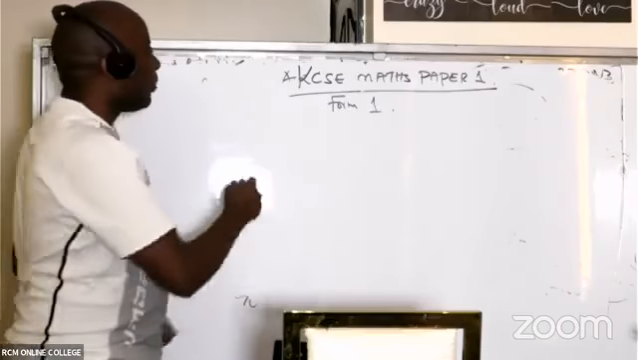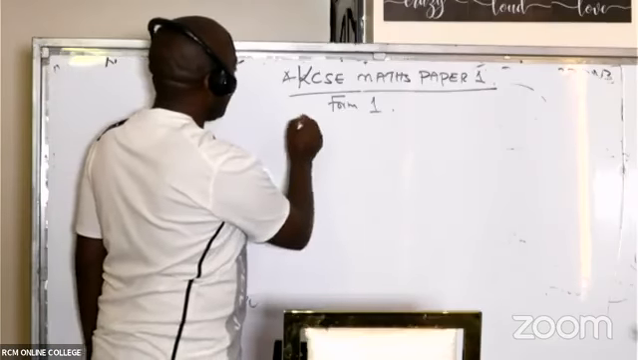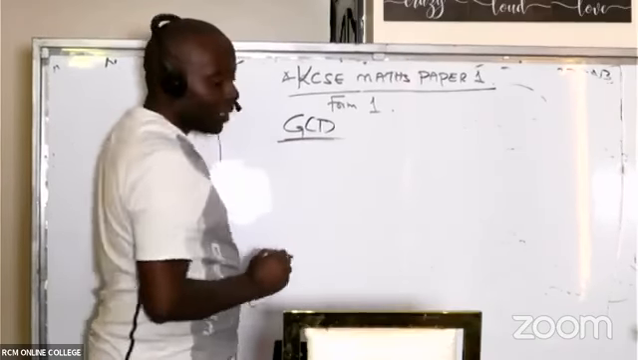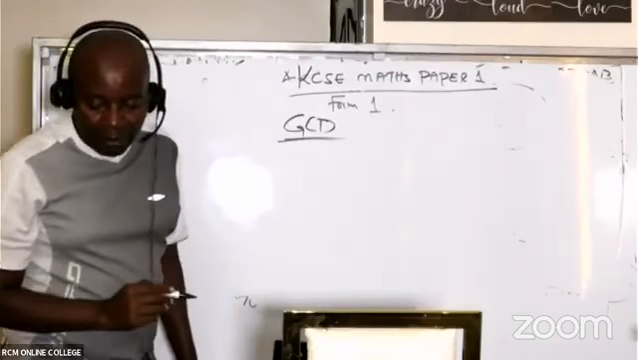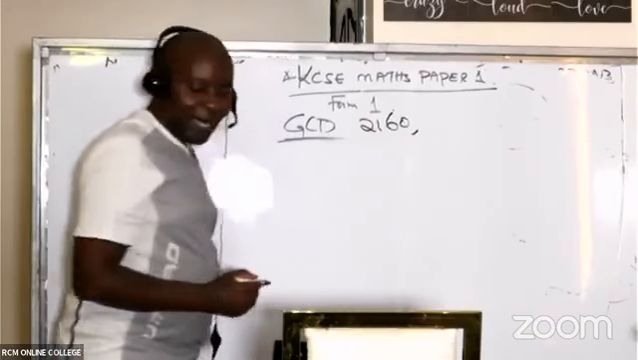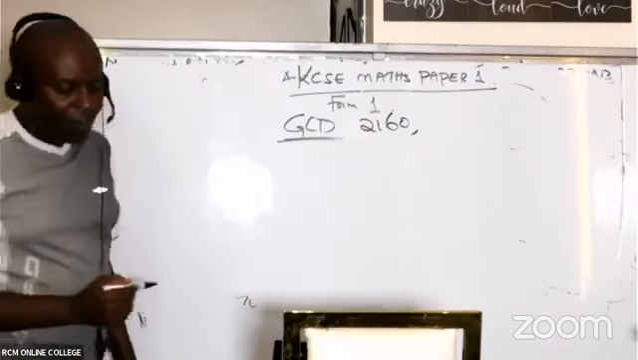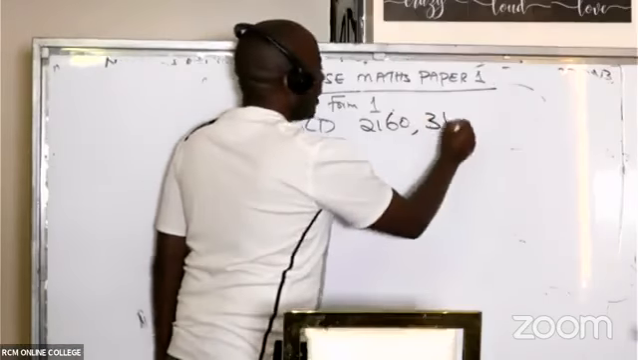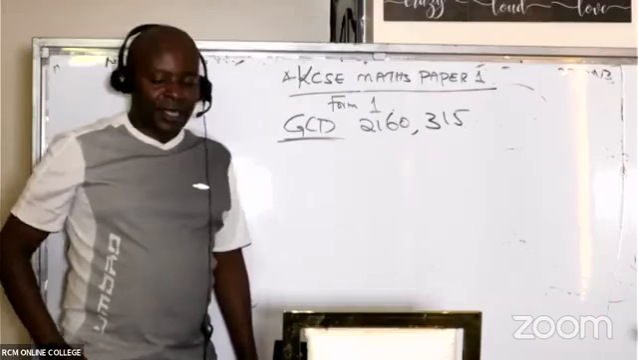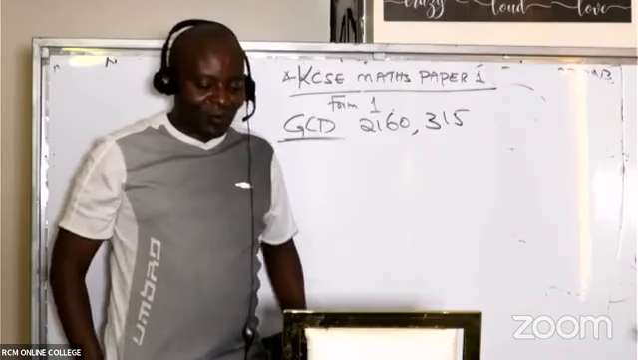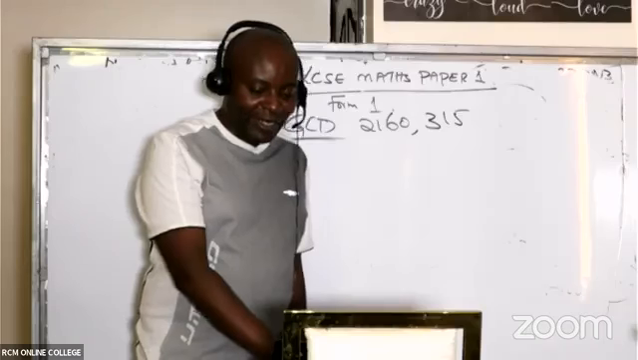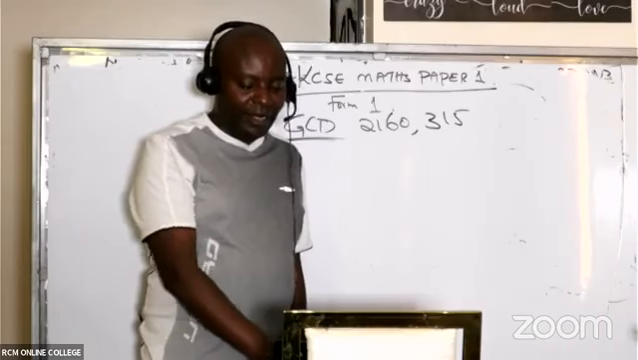So if, for example, somebody tells you to get the greatest common divisor, GCD, between these two numbers, 2160 and 315. Is there anybody who can give me this answer very, very fast? They want you to get the GCD.